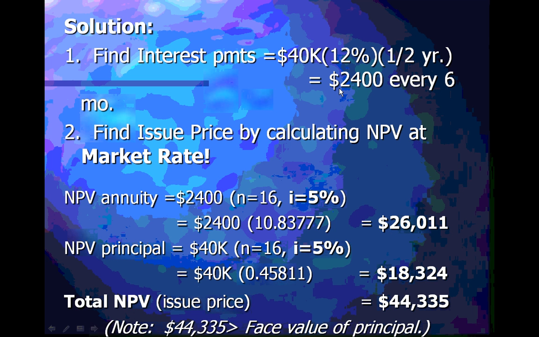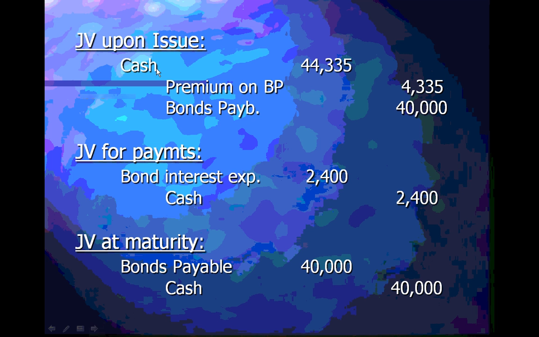What was the face value? It was 40. So this is a decent premium, about 4%. Okay, so 44,335 is greater than the face value of the principal, and what would the journal entries look like? Just like last time, I would actually collect more cash this time, 44,335. The bonds payable is what it is, just what it says on the paper, 40,000.